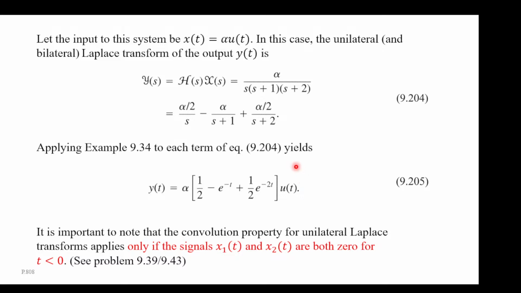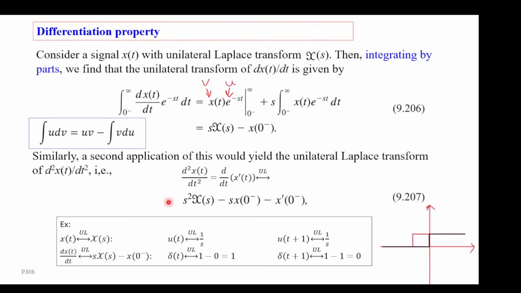Okay, so for this example, using the unilateral Laplace transform and the bilateral Laplace transform is the same. It just gives you different notation. Okay, and finally, let's go to the most important property here, the differentiation property. And for the differentiation property, let's first do the derivation. So let's see how we get this weird boundary term.